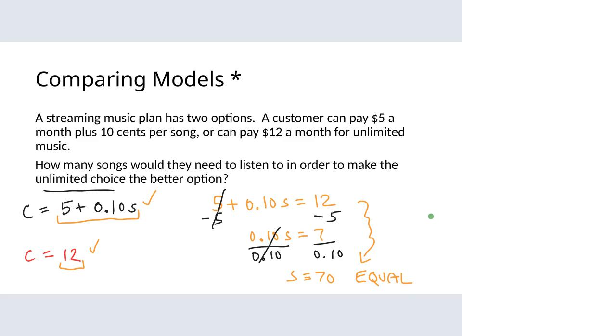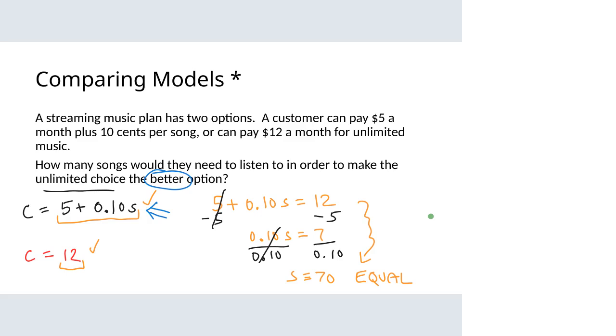What we were asked to do here is figure out the number of songs they would have to listen to make unlimited the better option. So at 70 songs, they're the same. There's no difference. What we want to know is how many songs for unlimited to be better. And so what we need to do is make it so that this way would actually cost more. And so at 70 songs, they're equal.